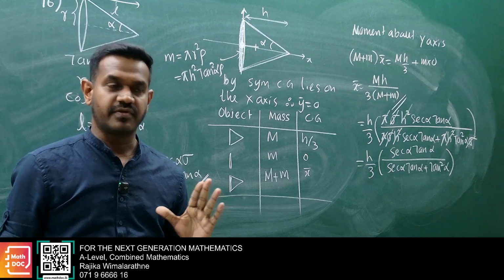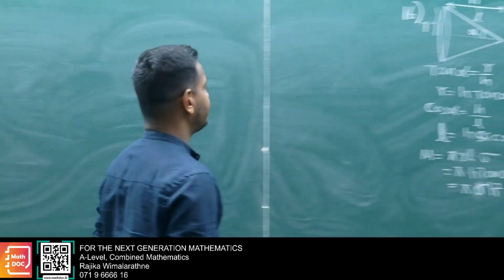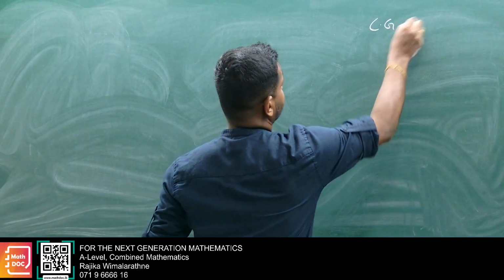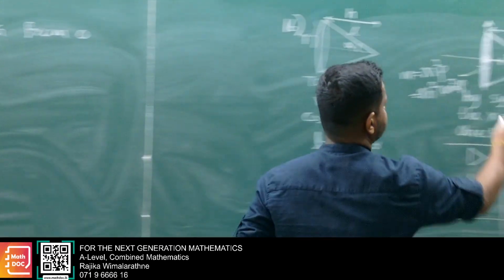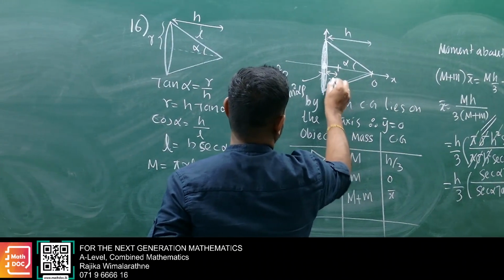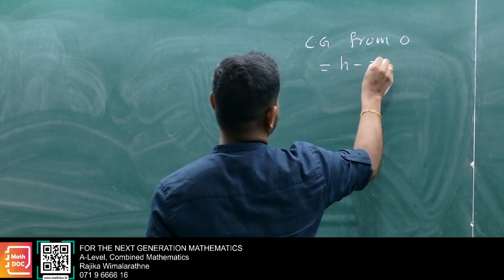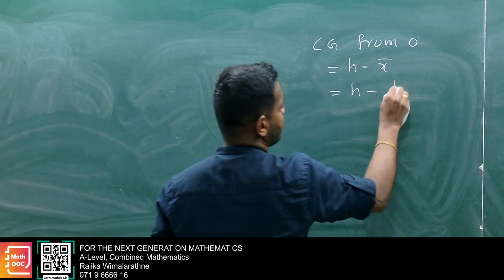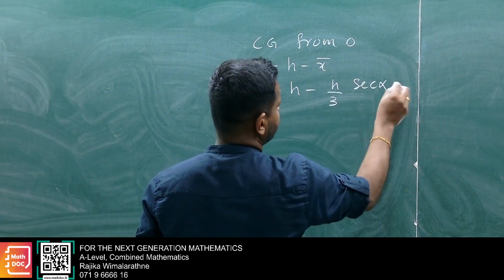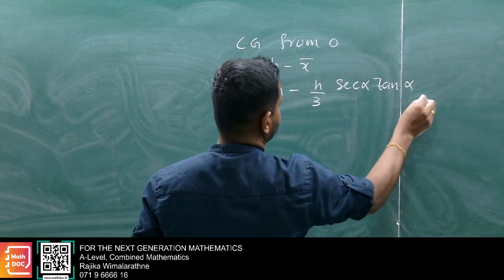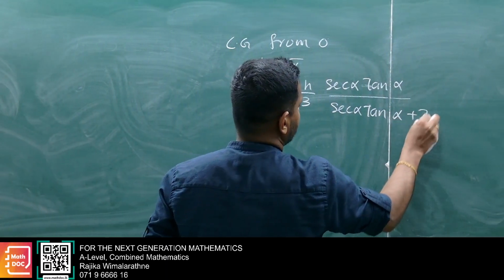Okay, then that is the center of gravity from B, no? From this B. Then the center of gravity from O. If O is here, then we got x bar here. Then h minus x bar. h minus x bar is h minus h divided by 3 sec alpha tan alpha, we got this now, over sec alpha tan alpha plus tan squared alpha.